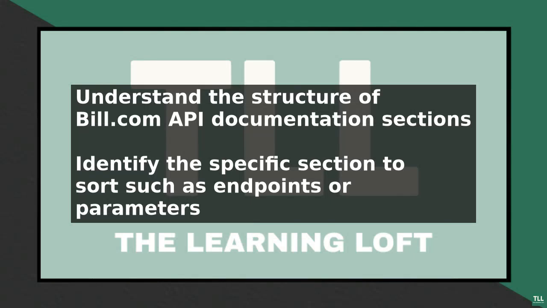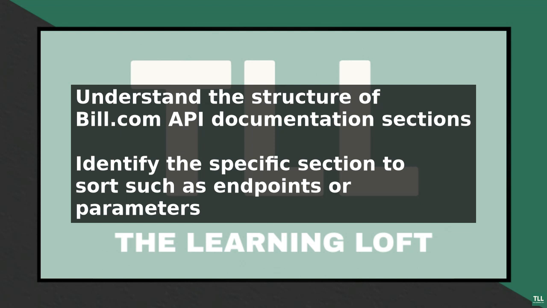To sort Bill.com API documentation, start by understanding the structure of the documentation. The Bill.com API is organized into sections, including endpoints, parameters, and response formats. Begin by identifying the specific section you need to sort, such as a list of endpoints or a collection of parameters.